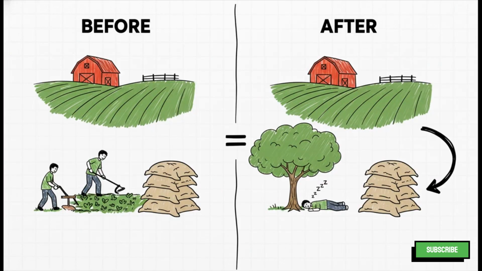Phase 1 is pretty straightforward. This is where you move workers from farms to factories, who, honestly, weren't really contributing much in the first place. They're called the disguised unemployed. And the most fascinating part is that when they leave, total farm output doesn't drop at all, because they weren't adding any real value to begin with.